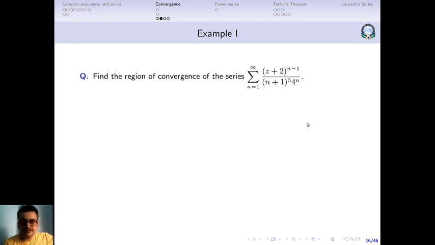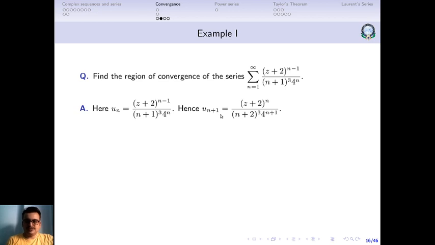Okay, so we'd like to find out the region of convergence of this particular series. The series is u_n = (z+1)(z+2)^(n-1) / ((n+1)^3 4^n). So we need to find out the region of convergence here. So here, this is basically your u_n.